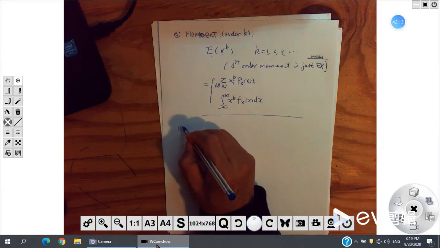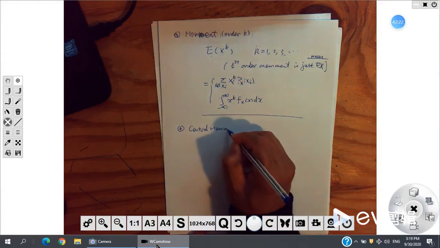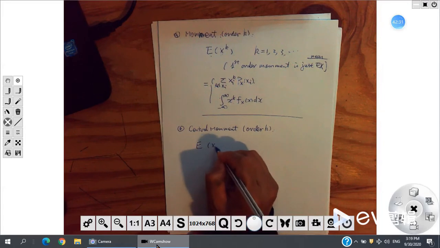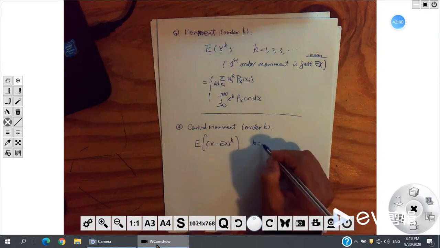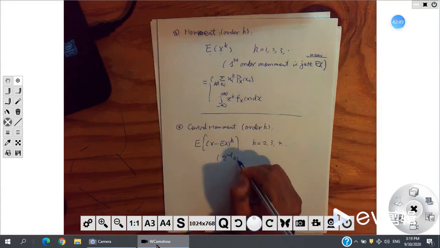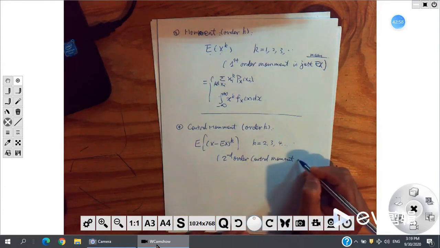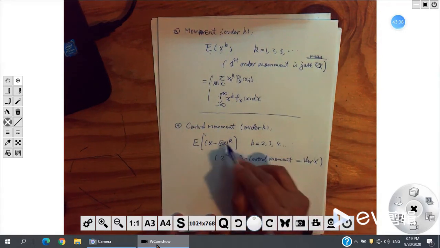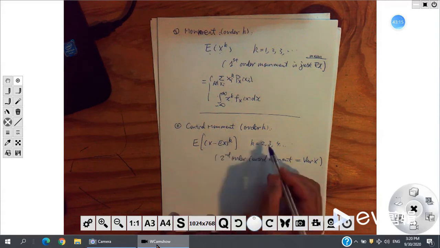And the fourth one we call the central moment. You also consider order. It is E of (x minus Ex) to the k, and k could be, actually we start from 2, 3, 4 and so on. So the second order central moment is just the variance of x, right? And if you want, you can also use k equal to 1. If k is 1, x minus Ex, you take its expected value, you get 0.